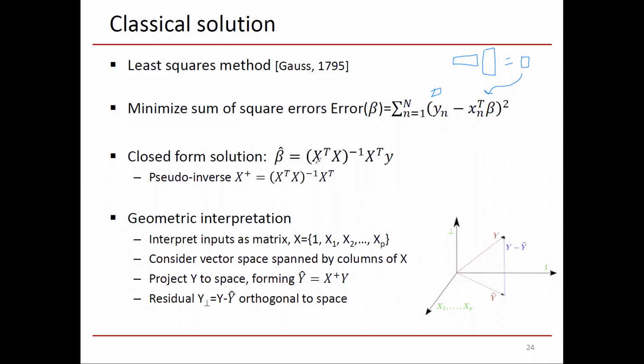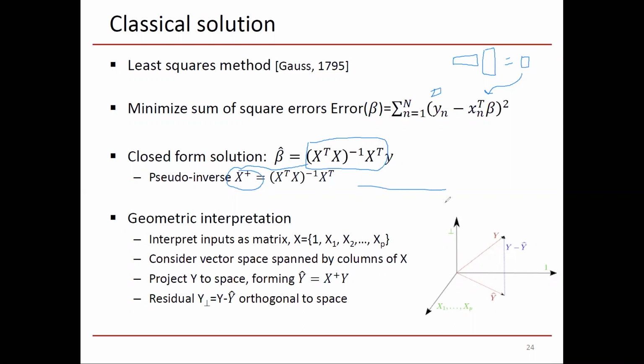The closed form solution, we've seen this before for least squares, is that beta hat is the inverse of x transpose x multiplied by x transpose multiplied by y. So this term is called the pseudo-inverse and often expressed as x superscript with a plus sign. Now there's a geometric interpretation here. You can interpret the inputs as a matrix. You have a column of ones that corresponds to a DC coefficient, x1, x2 up to xp.